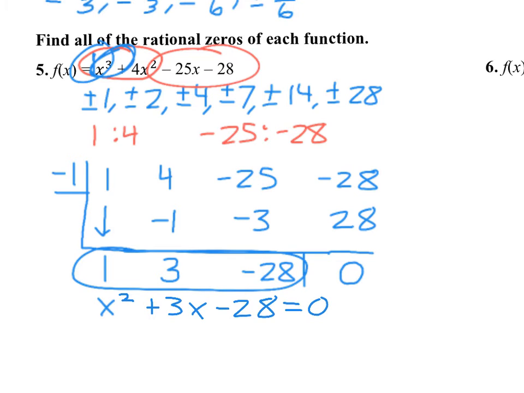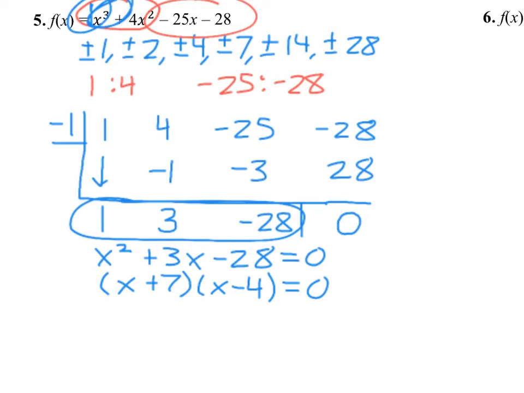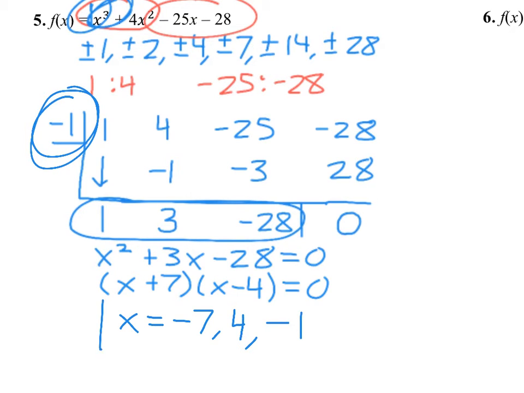This is factorable, so let's use factoring to find the other two rational zeros. So x plus 7, x minus 4. If we solve that, we get x equals negative 7. We also get x equals positive 4. And then don't forget the answer we got earlier by guessing, negative 1. So there are 3 rational zeros. And the degree was 3, so we know there are no other zeros.